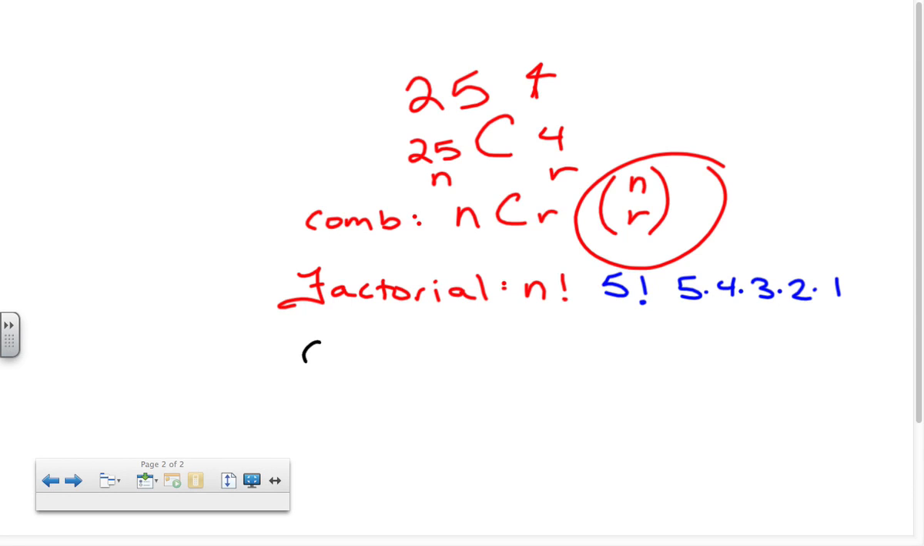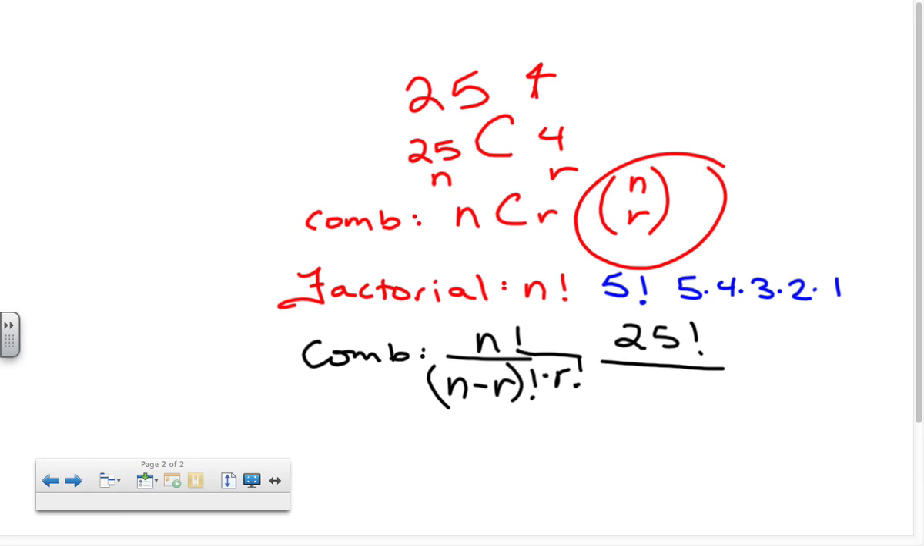So let's look at a formula, combination. The formula looks like this: n factorial over n minus r, parentheses factorial, times r factorial. So if I were using my 25 C 4, it's 25 factorial over 25 minus 4, which is 21 factorial, times 4 factorial. Now that's still going to take some time, okay? If I have to multiply 25 times 24 times 23, and so forth all the way down, that's still going to take me quite a bit of time.